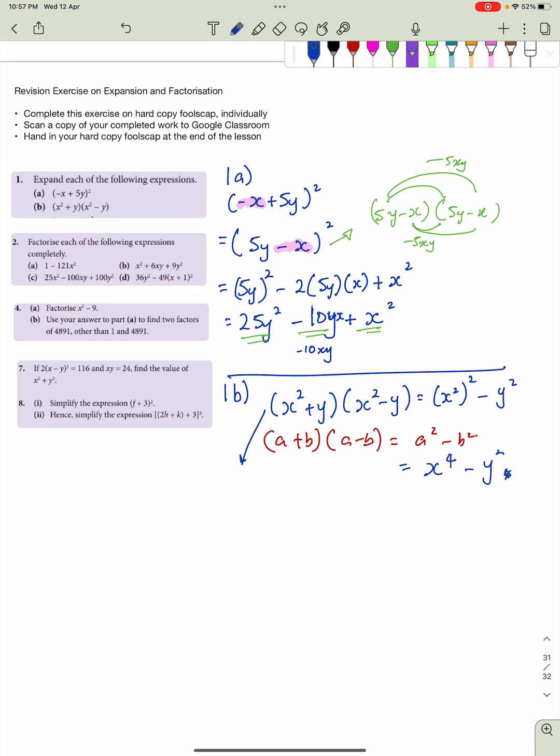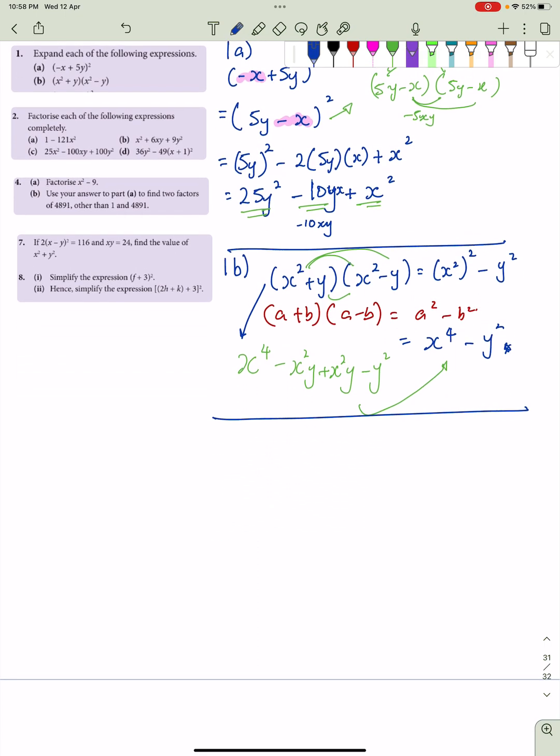Some of you don't like the formula method. You like to just plainly expand it, right? So x squared times x squared still gives you x to the power of 4. This will be minus x squared y plus x squared y and minus y squared. So you work it out, you still will get this answer, because the negative of this plus this will give you 0, right? Okay, so that's for 1B. So let's go to question 2.